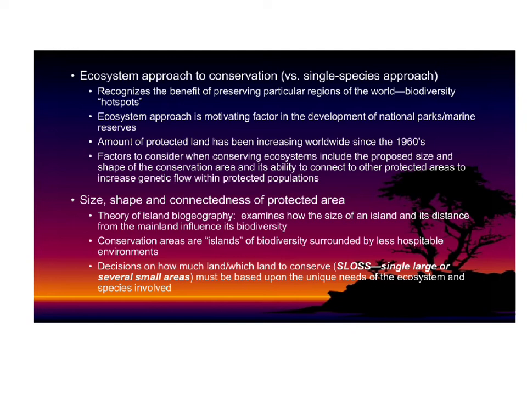Conservation areas are technically islands of biodiversity that are surrounded by less hospitable environments. So this theory of island biogeography actually goes along with these conservation islands. Decisions on how much land or which land to conserve must be based upon the unique needs of the ecosystem and the species involved. And there's this term called SLOSS, SLOSS.